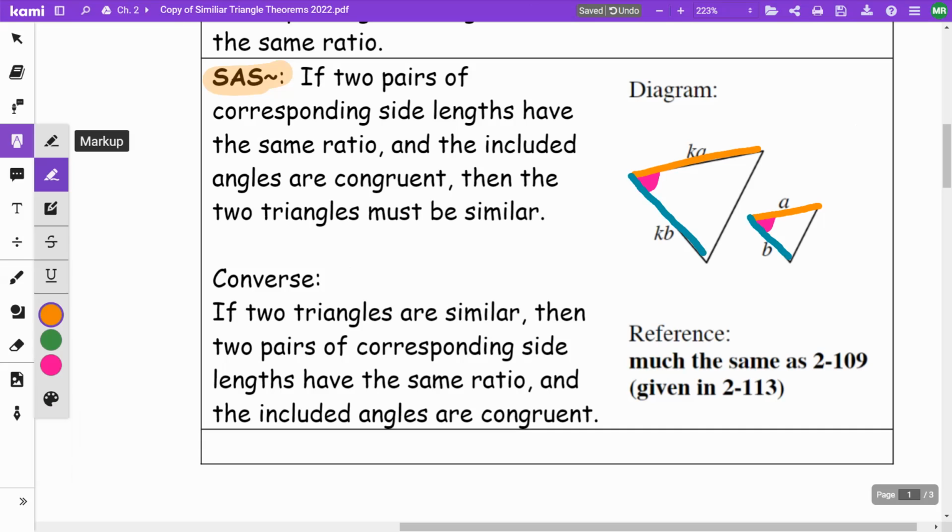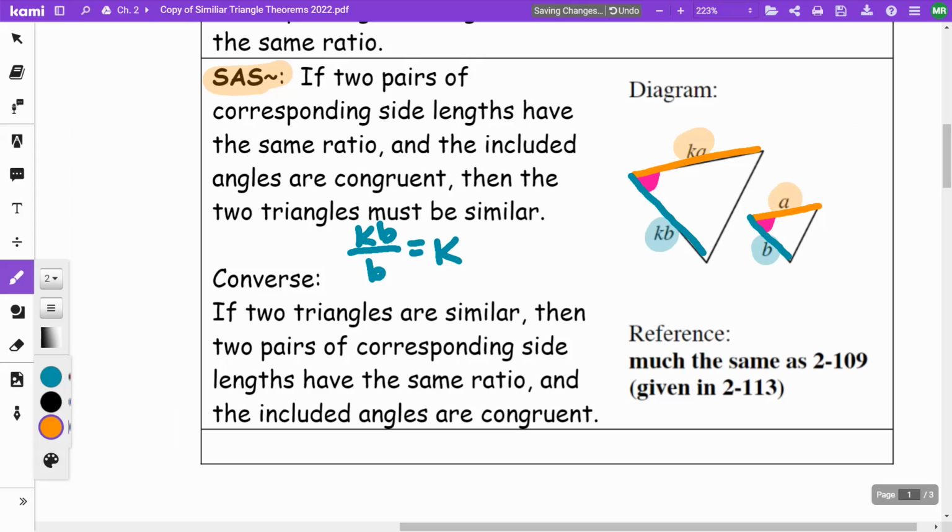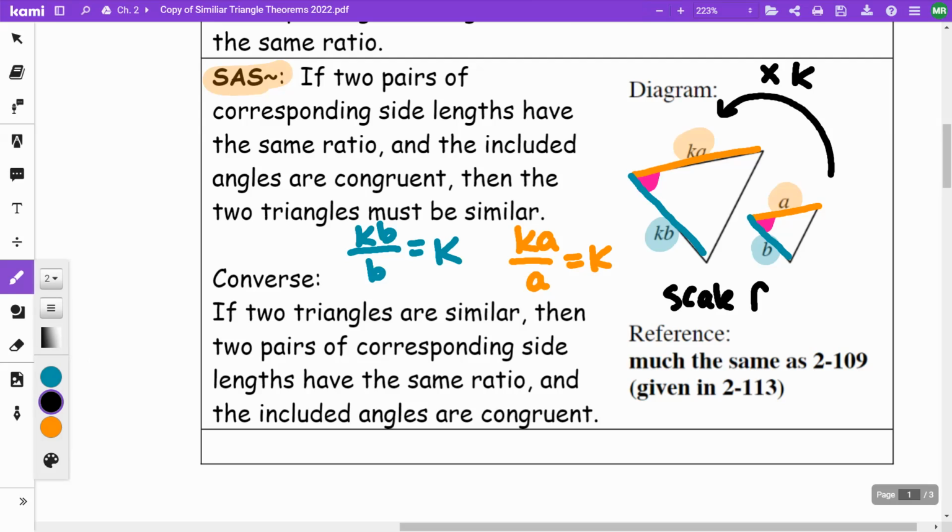And then what I'm going to do is take A and KA and check their ratio, and B and KB and check their ratio. So KB over B is going to give me K, and KA over A is going to give me K. So this triangle is multiplying by K to get the other one. We have a scale factor of K.